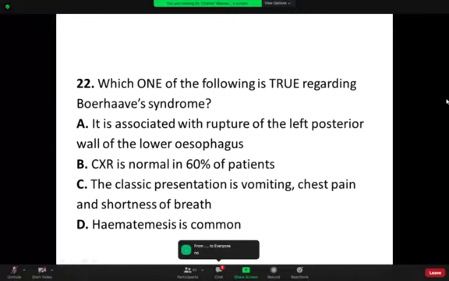Boerhaave syndrome is a transmural esophageal rupture. It usually happens because of raised intramural pressure. When the pressure rises, the esophagus can rupture. So for the pressure inside the esophagus to rise, what should happen?